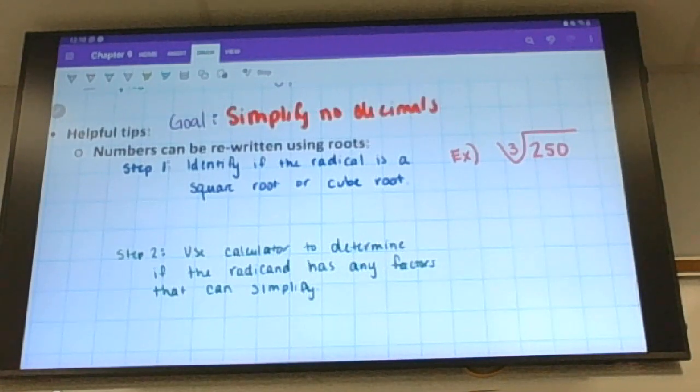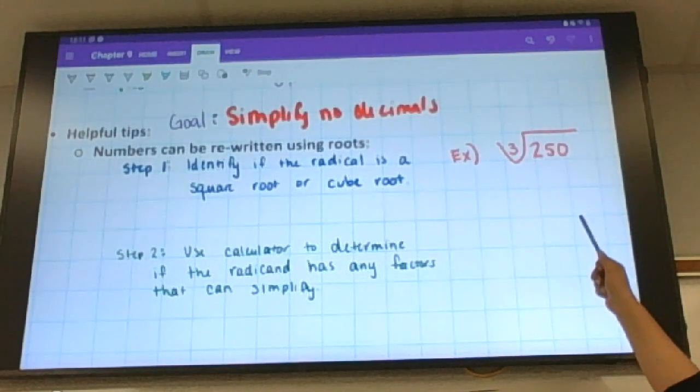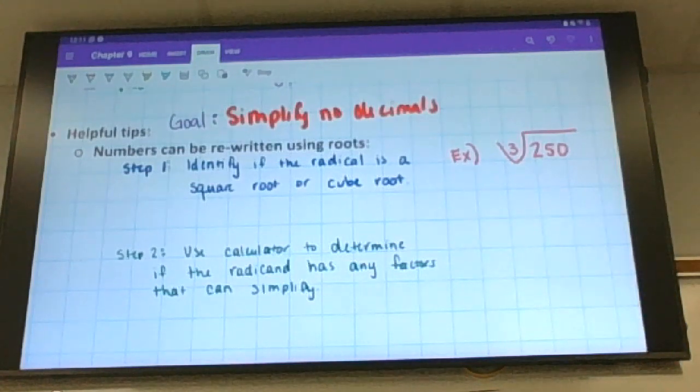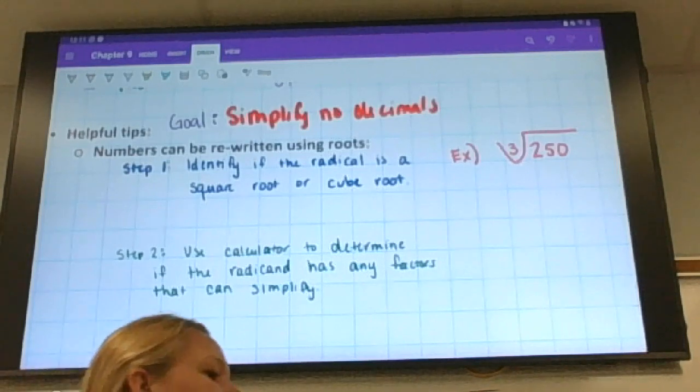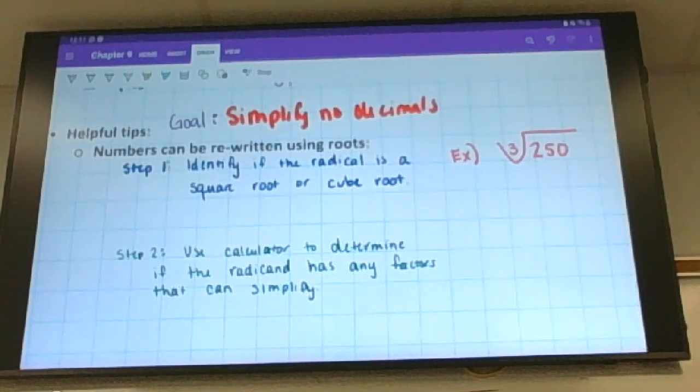So step 1, you identify if the radical is a square root or a cube root. What would you call this one, Jagar? Square root or cube root? See the little 3? We call that a cube root. No little 3 is called a square root. Little 3 is called a cube root. So step 1 is just to figure out, which list am I looking at? Am I looking at the square root list or the cube root list? This problem in our example is a cube root. So we use the cube root list.